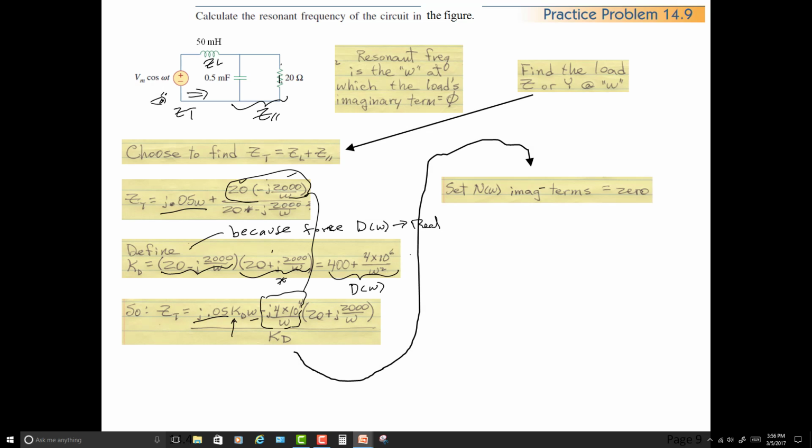So when I do that, I will get a numerator in terms of omega in which I have the opportunity to set the numerator to 0. I now don't care what's going on in the denominator because it is not going to determine how to get rid of the imaginary terms. I made the denominator real, right? I did this to force it to be real. So then I'm only looking at the numerator terms that are going to be imaginary.